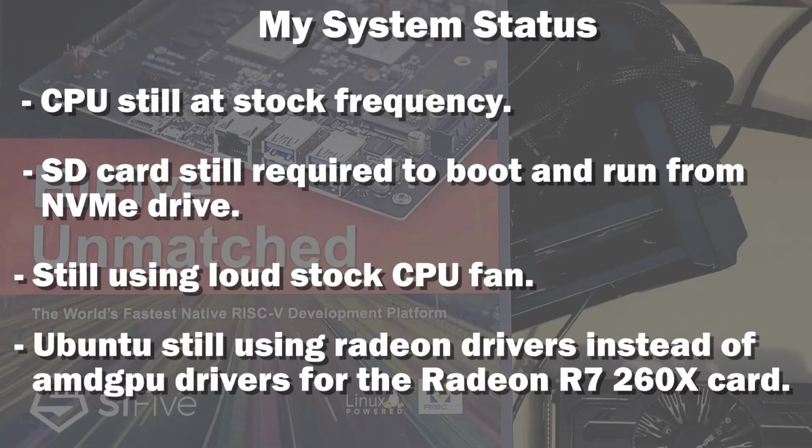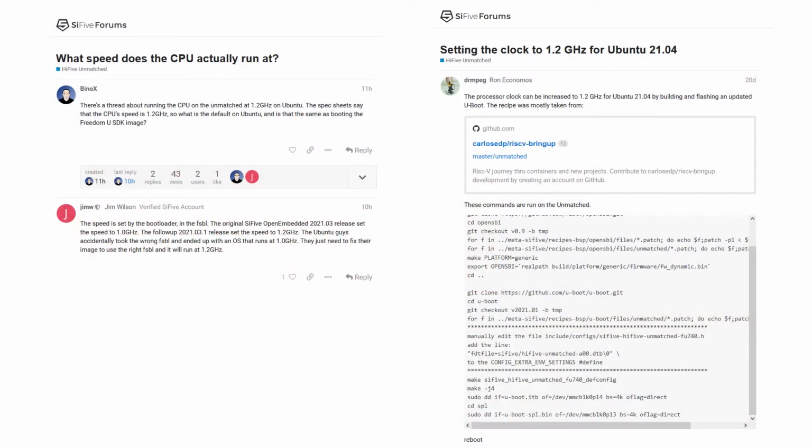So the first thing I want to note is that the CPU is still running at 1 GHz. If you head over to the forums, you'll see that the Ubuntu image for 21.04 that was out at the time the board was released used a first stage bootloader that had locked the processor at 1 GHz. While I'm sure the Ubuntu images will be updated in the future since the board runs at 1.2 GHz stable, someone on the forums has posted some instructions for updating U-Boot.